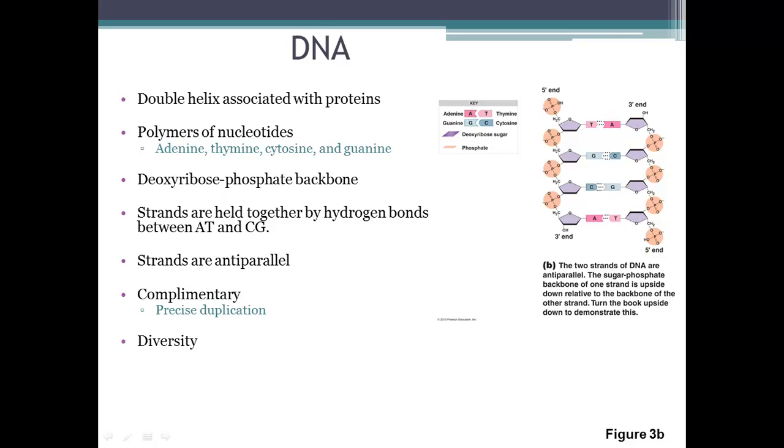There's also diversity in DNA. There are only 4 kinds of bases, but each gene contains about 1,000 of these bases. So they can be arranged in 4 to the 1,000 different ways.